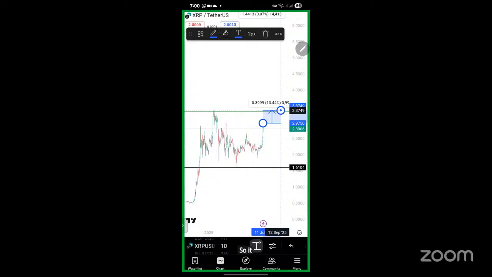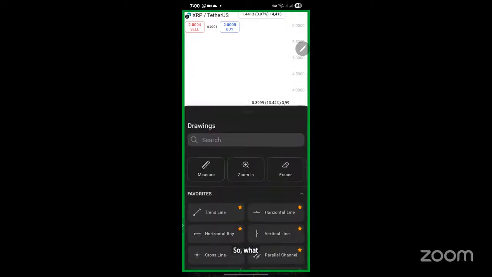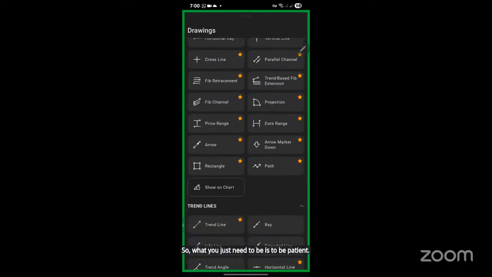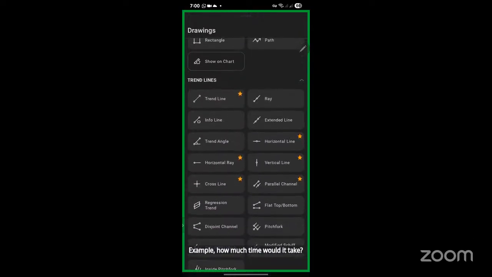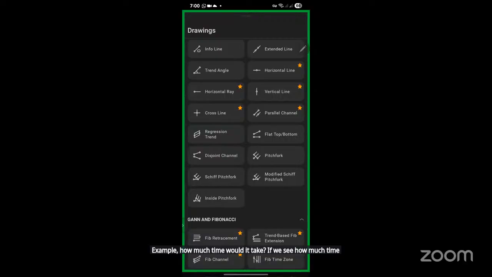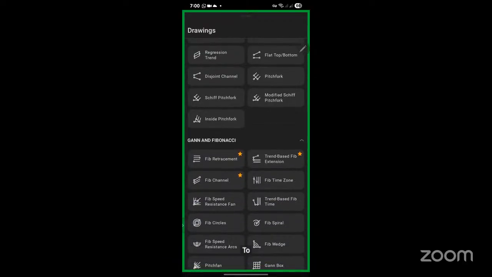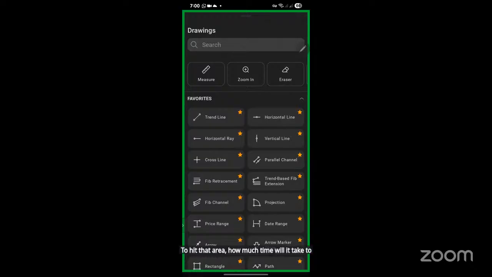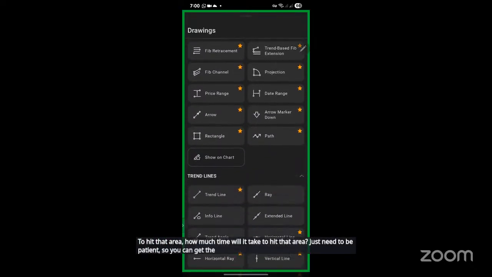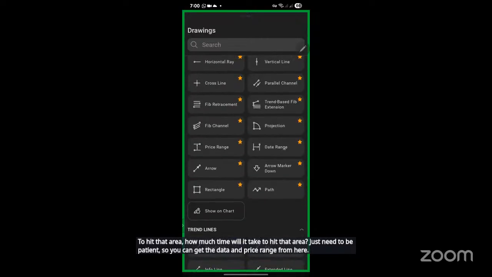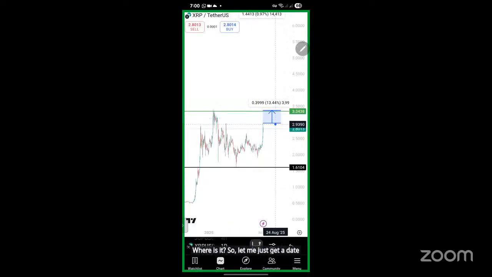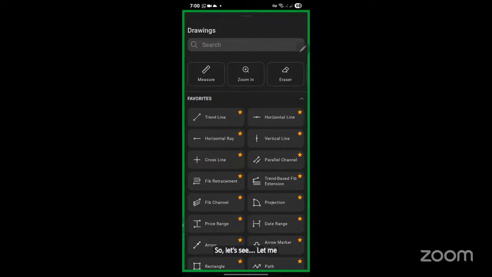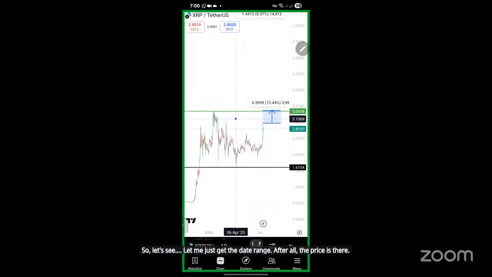It is chasing that high, and it will be 13%. So what you just need to be is patient. For example, how much time will it take to hit that area? You just need to be patient so you can get the data and price range from here. Let me just get the date range. After all, the price is there. So you can get the date range from here to there.